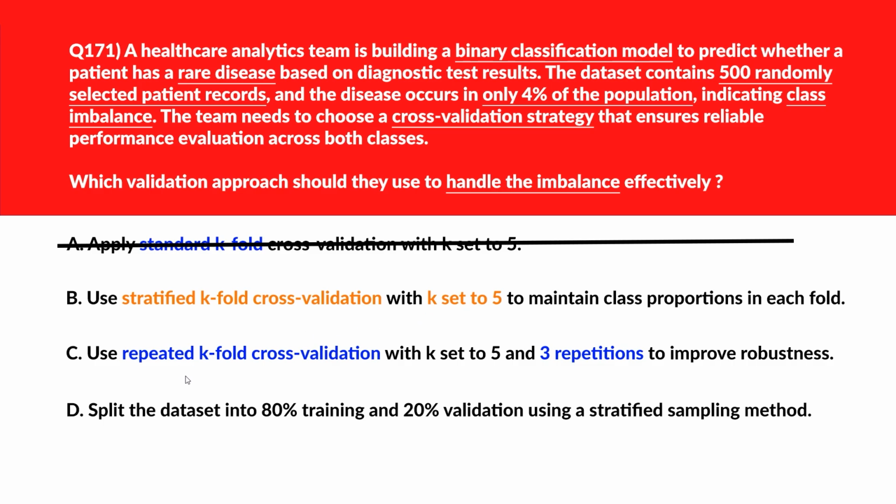C says use repeated k-fold cross-validation with k set to 5 and 3 repetitions to improve robustness. Repeats improve robustness but don't solve the imbalance issue without stratification. Wrong answer. We'll move to option D. D says split the dataset into 80% training and 20% validation using a stratified sampling method. Single stratified split lacks the robustness of multiple folds for model evaluation. We'll delete this. We'll lock option B as the right answer.